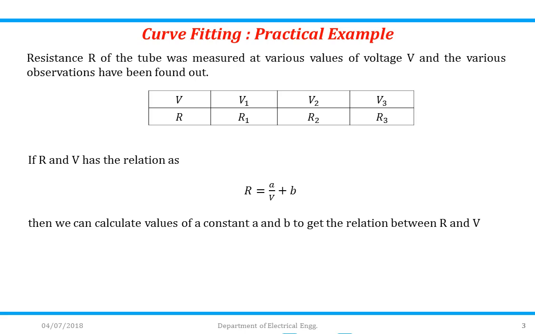When the voltage is V1, resistance is R1, voltage is V2, resistance is R2, and voltage is V3, resistance is R3. If there exists a relationship between R and V as R equal to A upon V plus B, then we can calculate the values of constants A and B to get a relationship between R and V.